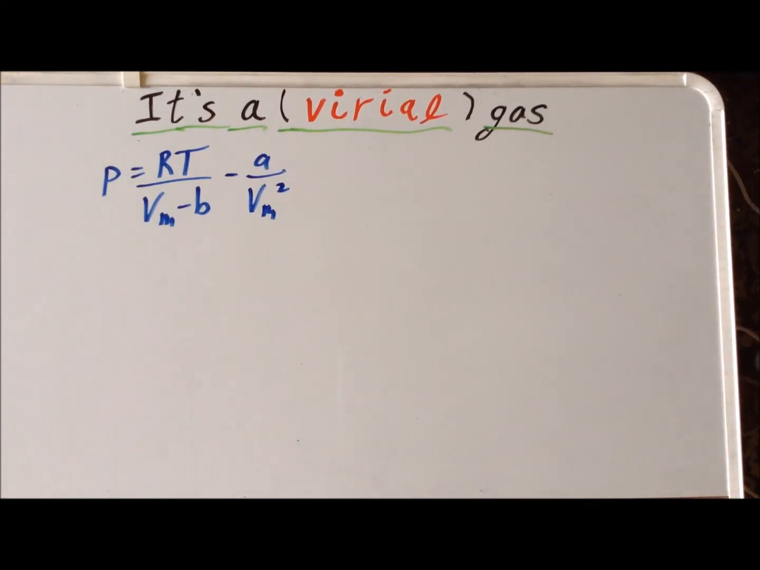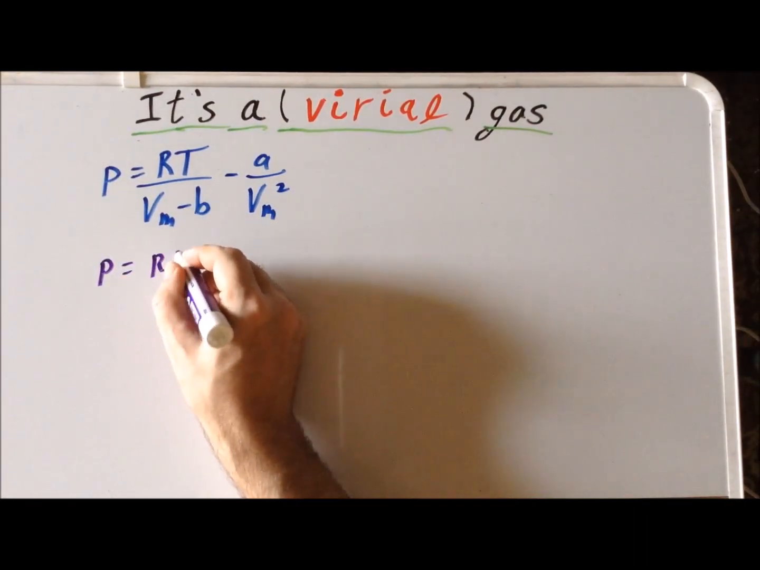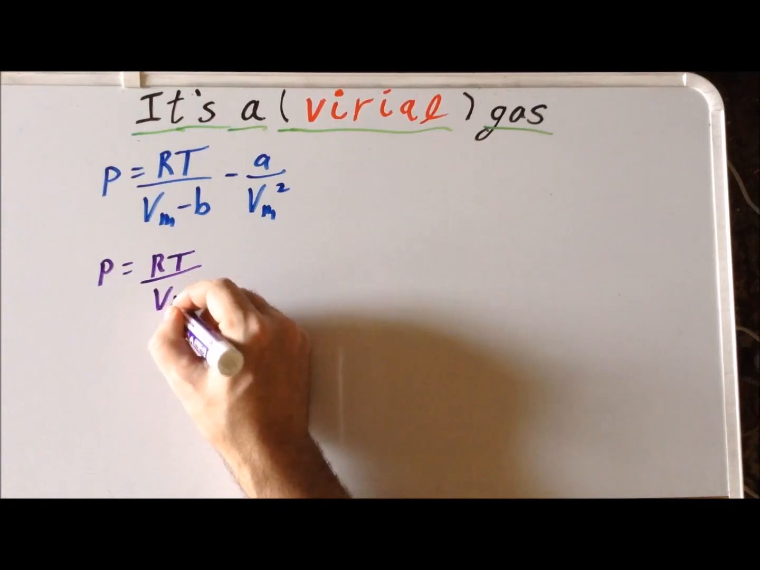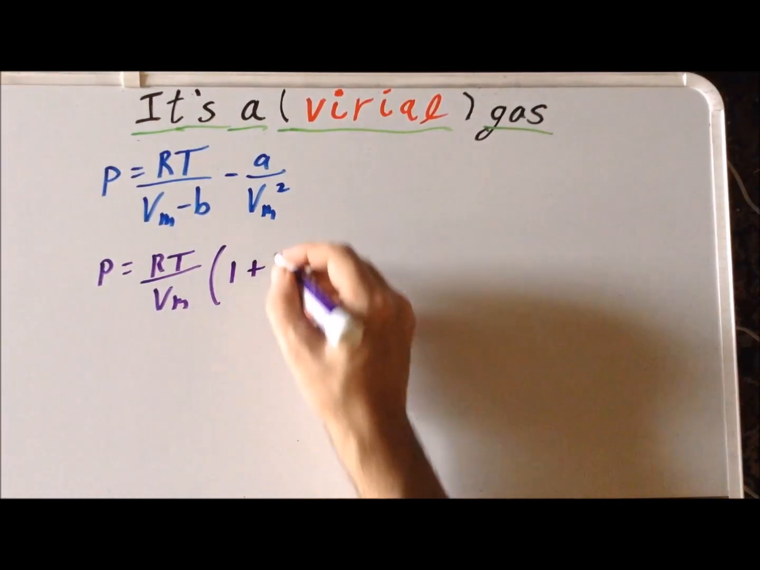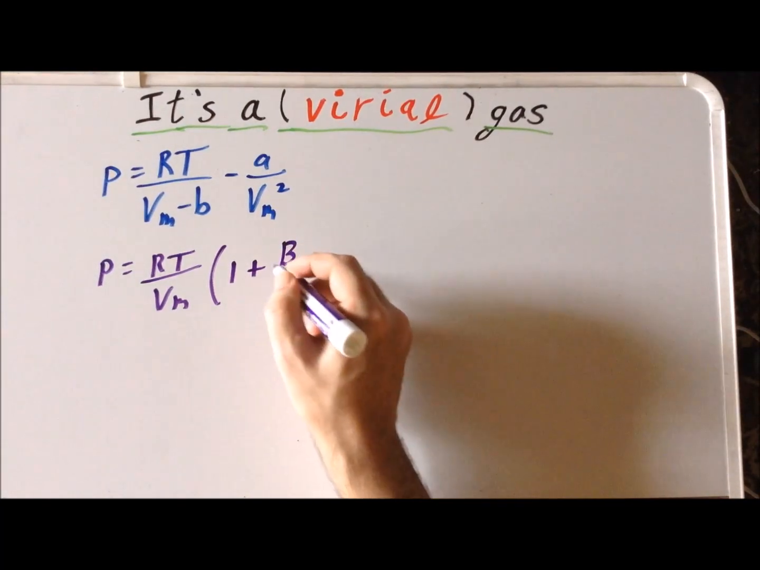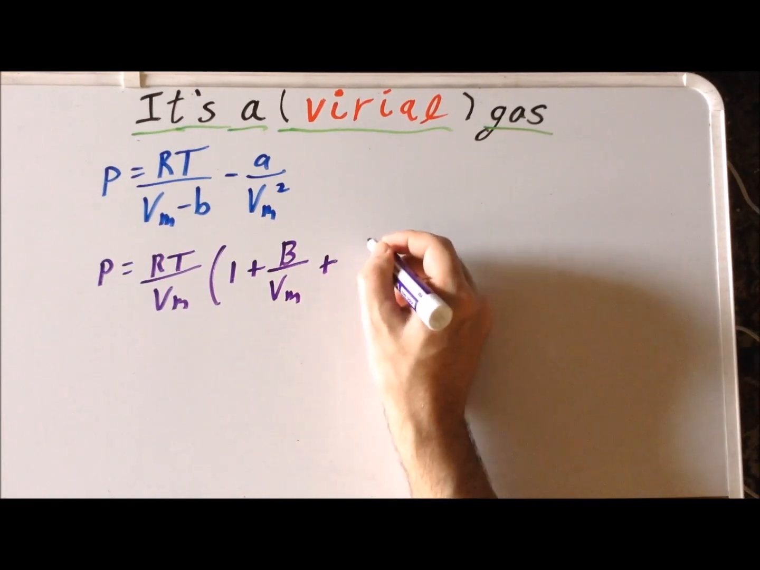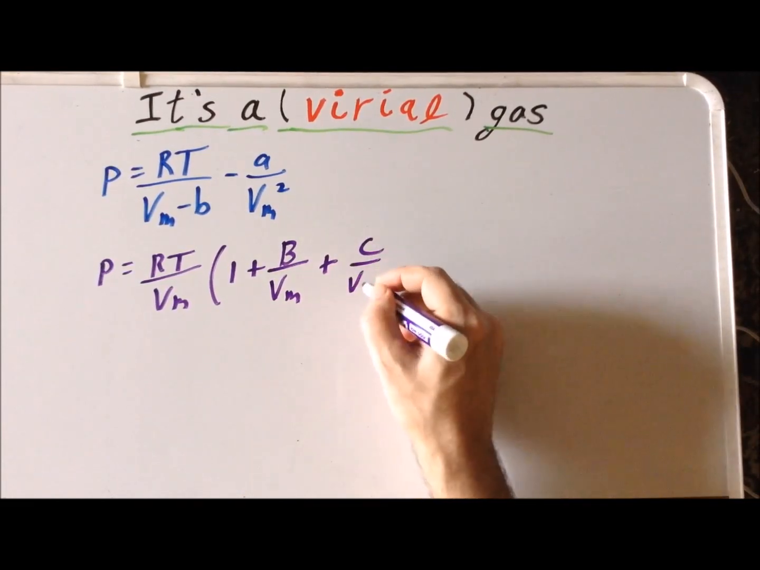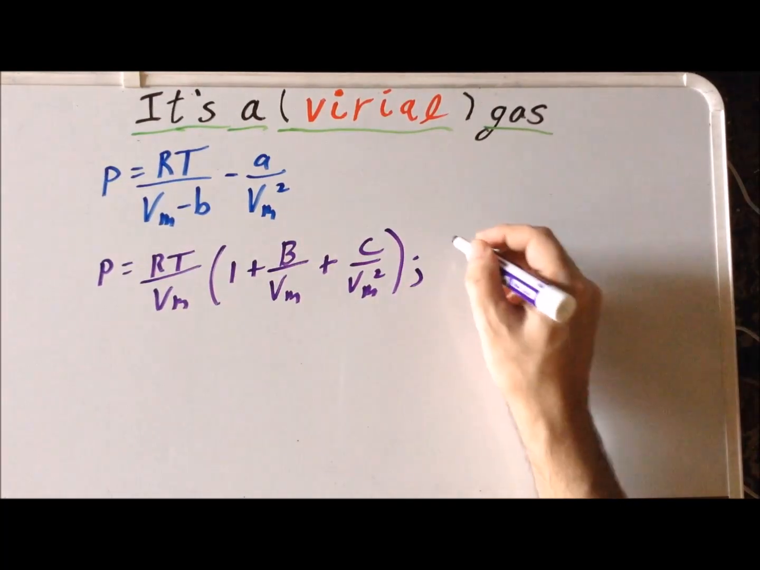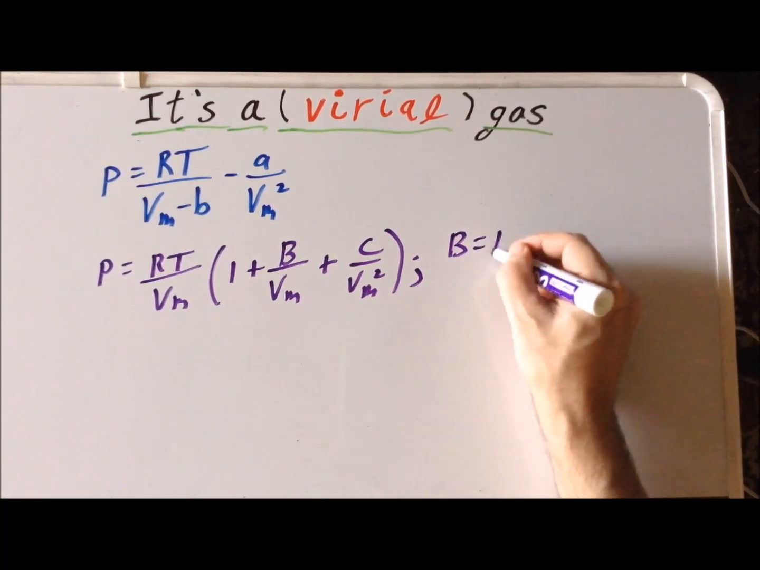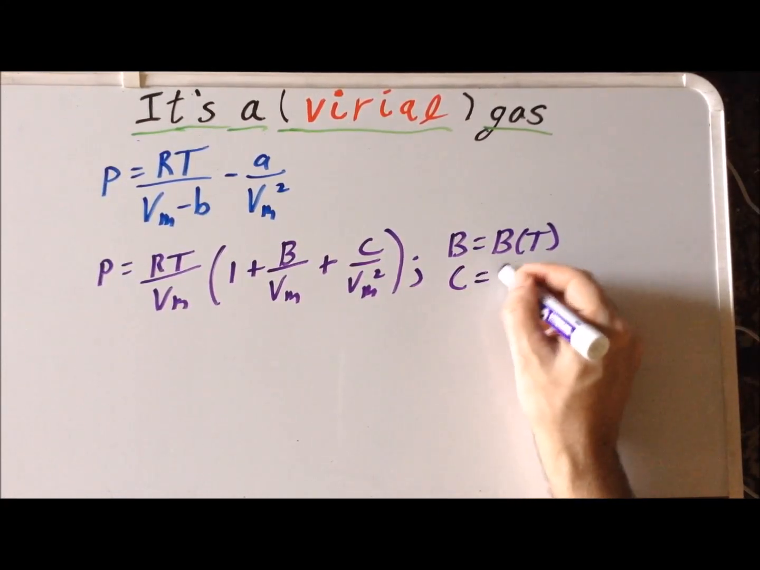On the other hand, in the virial equation, we have RT divided by the molar volume times a power series expansion. So we have 1 plus constant big B divided by the molar volume plus the constant C divided by the molar volume squared. And just to keep in mind, B is a function of the temperature, and big C is a function of the temperature as well.